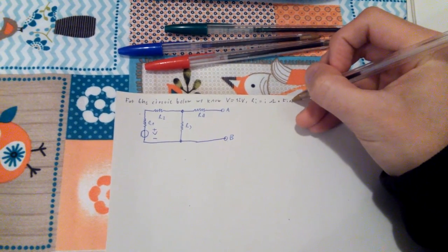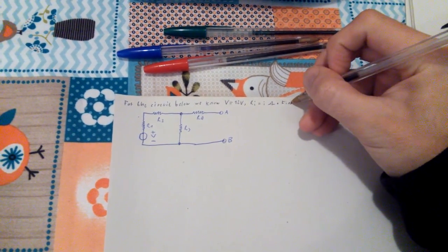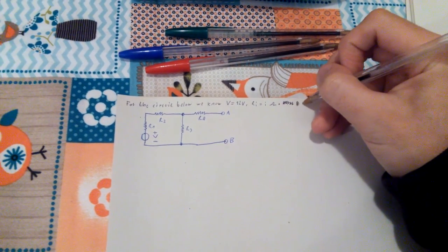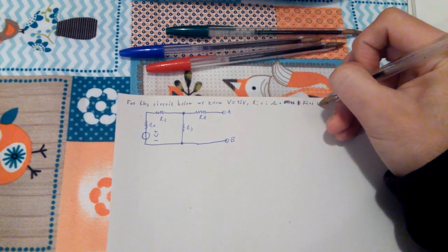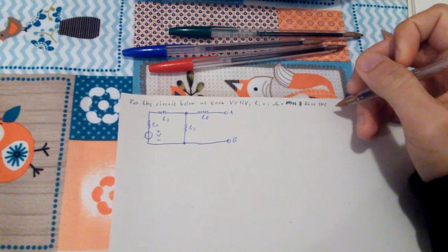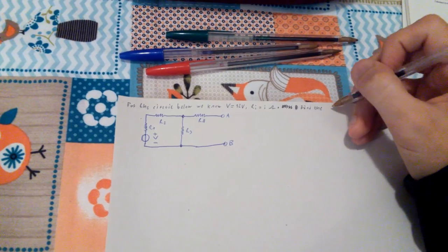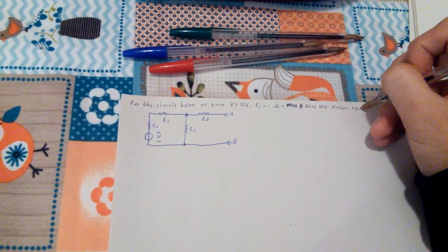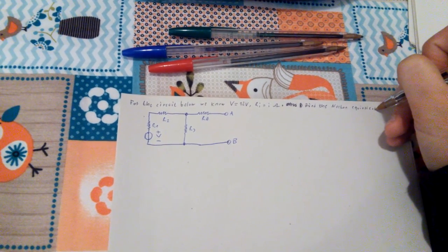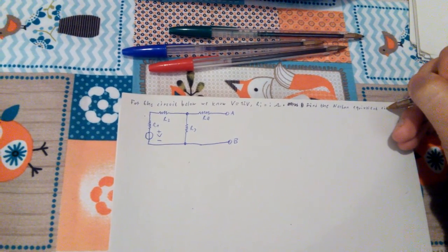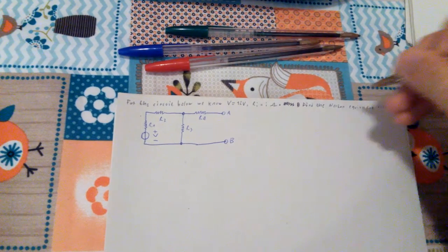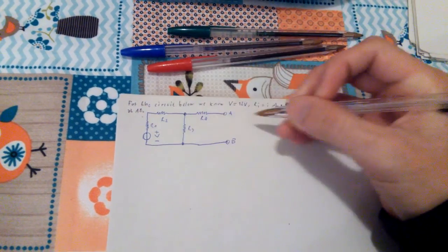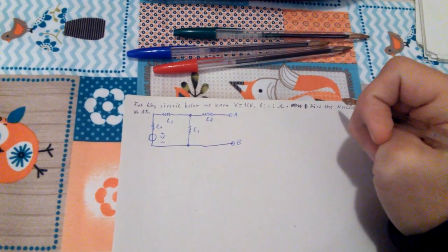Find, actually, just find the Norton equivalent circuit at AB. So between A and B.